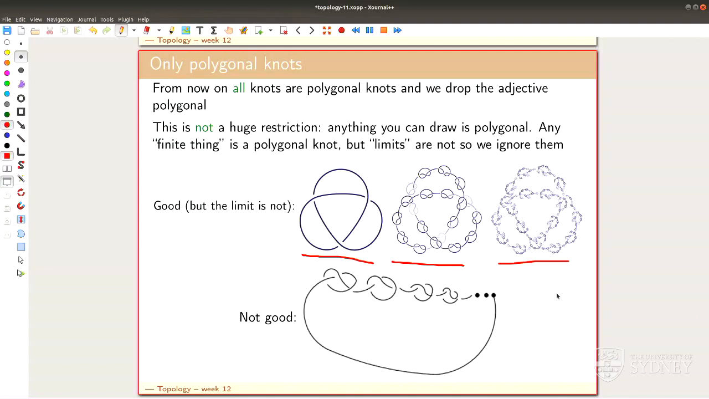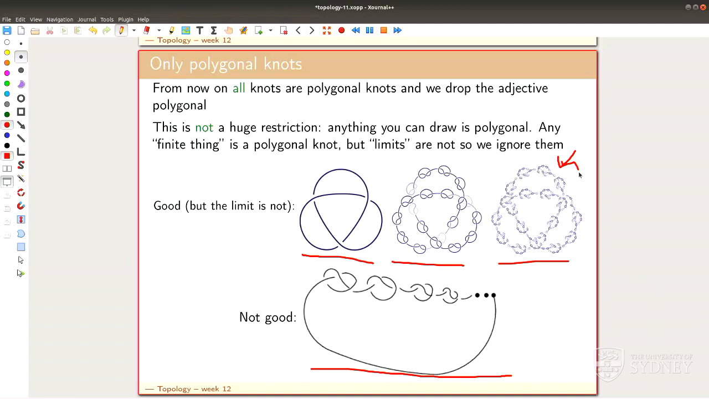That's still a knot in the sense of continuous, but it's not a knot in the sense of polygon. Okay? And the same here, like with those guys, so infinitely many kind of shrinking trefoils, and they get smaller and smaller, and converge to a point. That's not a polygon knot. So anything we can ever draw in finite time, including this beast, which is still finite, it looks very scary. Actually, it looks very beautiful. But anyway, this is still finite. But the limit is not.